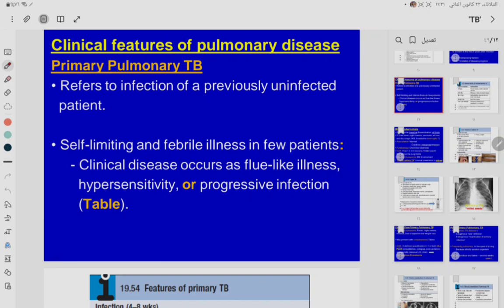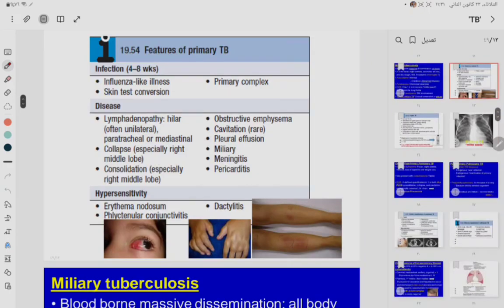Influenza-like, skin test converted in 4 to 8 weeks, and primary complex disease. Lymphadenopathy, hilar, might be unilateral hilar lymphadenopathy. On X-ray, the finding is paratracheal or mediastinal hilar nodes. Collapse of the right middle lobe, because of the consolidation or a mucus plug. Emphysema, cavitation rare, but usually it occurs in the upper lobes, the more aerated areas. Pleural effusion, miliary TB, meningitis, and pericarditis.